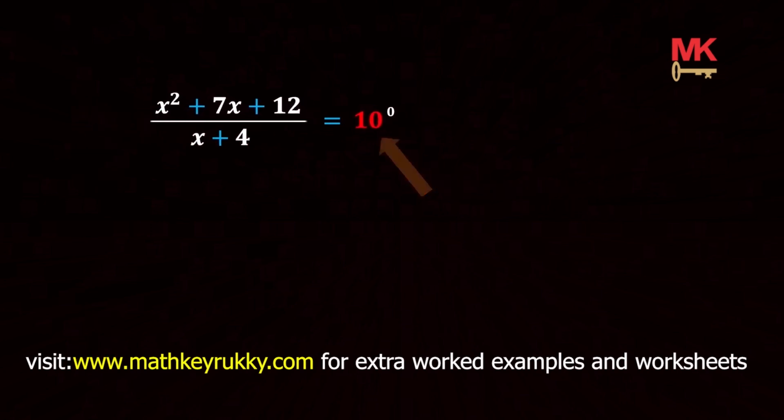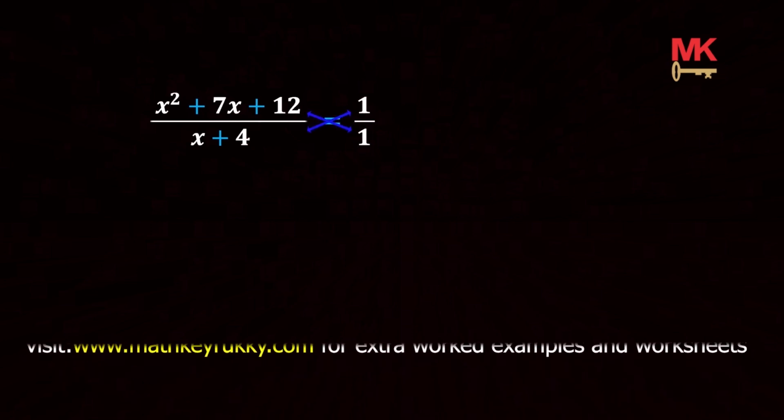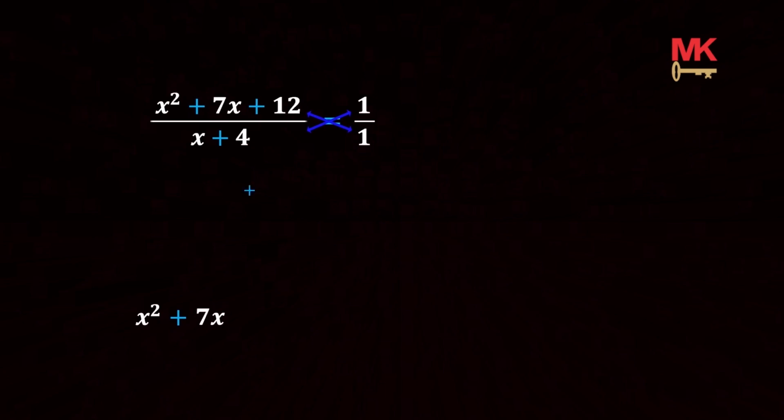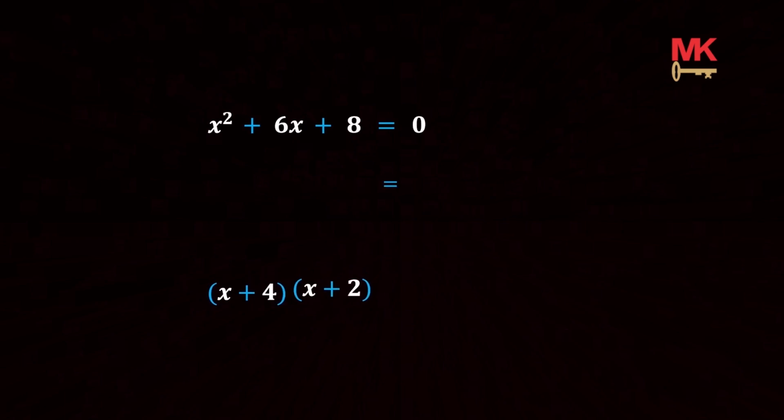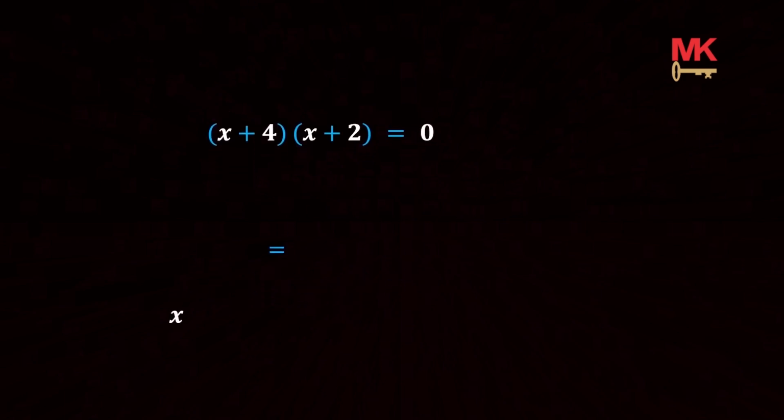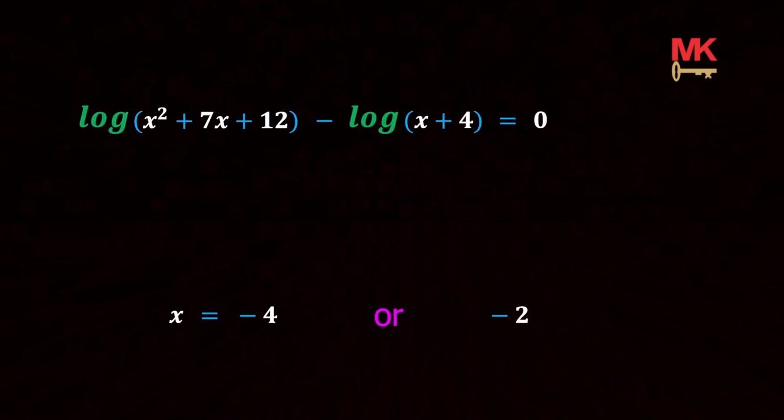At the right-hand side, 10 raised to power 0 is 1. After cross-multiplying, we have x squared plus 7x plus 12 at the left-hand side and x plus 4 at the right-hand side. We therefore rearrange to have this quadratic equation, which factorizes like this. Hence, x equals minus 4 or minus 2, which are the solutions to this equation.